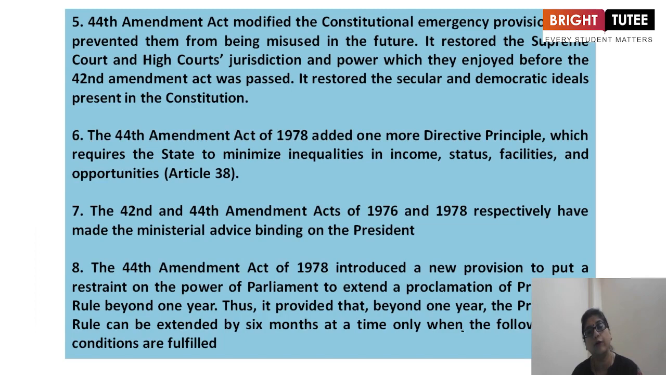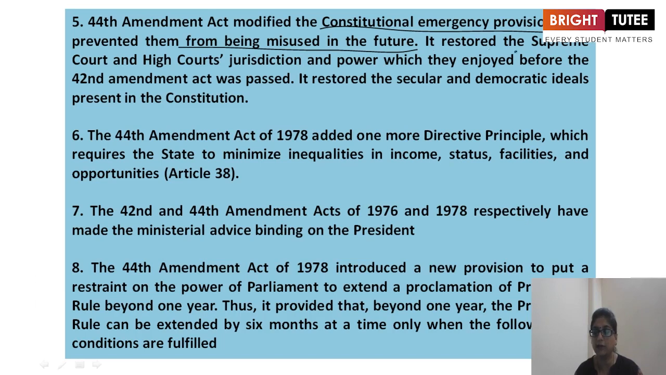Now, let's move forward in this Amendment Act. The 44th Amendment Act modified the constitutional emergency provisions, and it prevented them from being misused in the future. There were certain chances of misusing these emergency provisions, so it modified them so that misuse can be prevented.